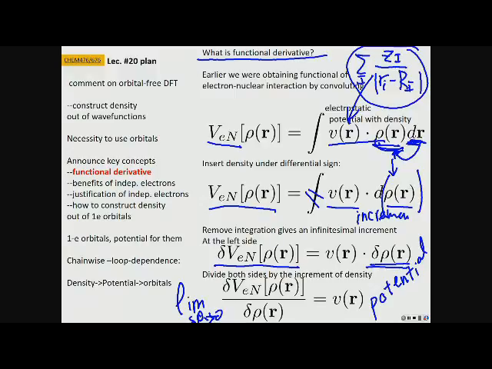What if we remove the integral and consider an infinitesimal change of the total energy of electron nuclear interaction and an infinitesimal change of the density, so d rho. Your calculus teachers would not object. And now we do high school algebra. We divide both sides by delta rho. No objections. And since we are doing something crazy, which differs from regular calculus, we are allowed to design crazy symbols, and maybe even use some crazy words. So let's use, instead of d, this fancy delta.